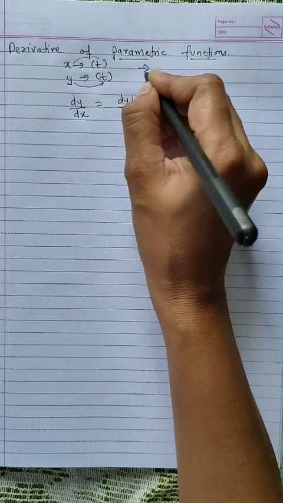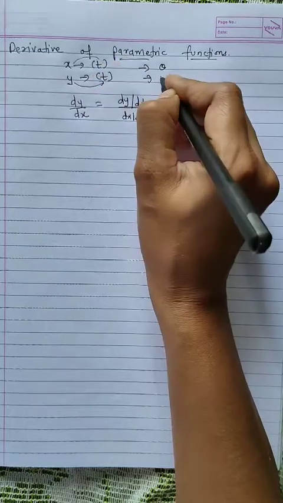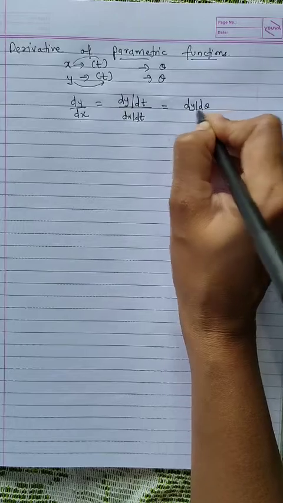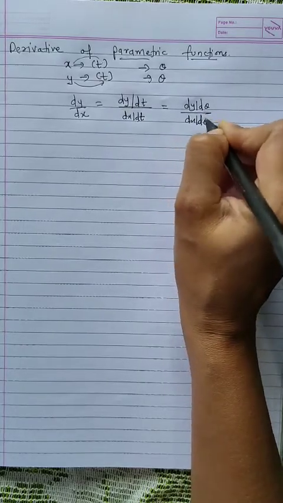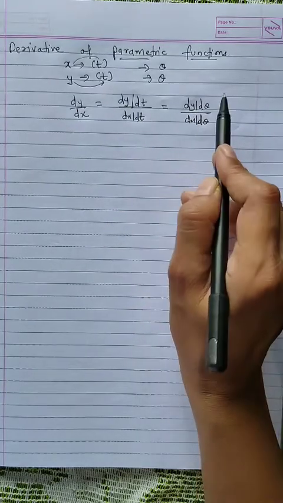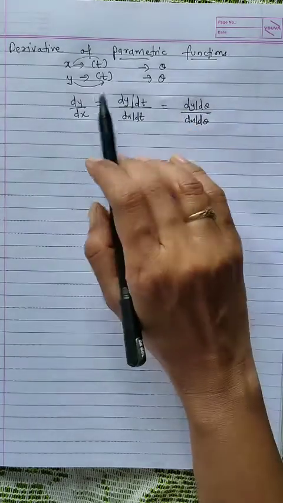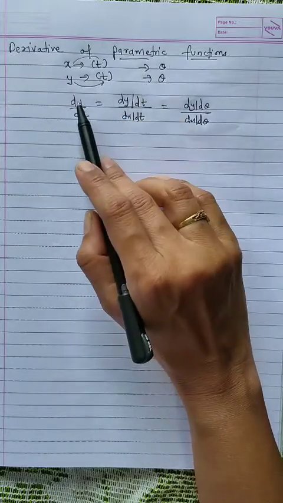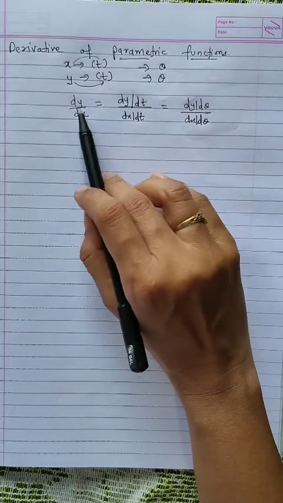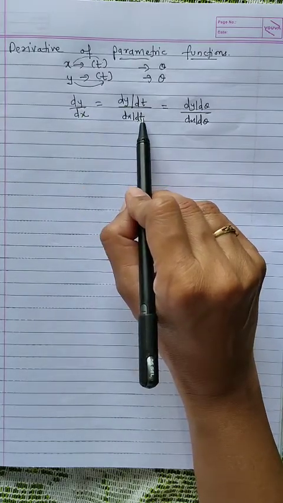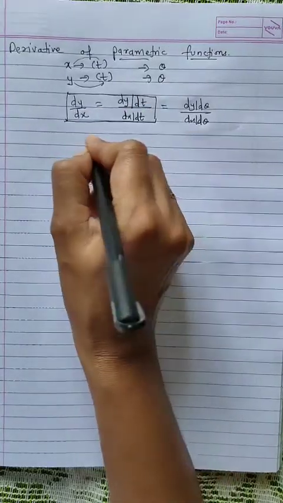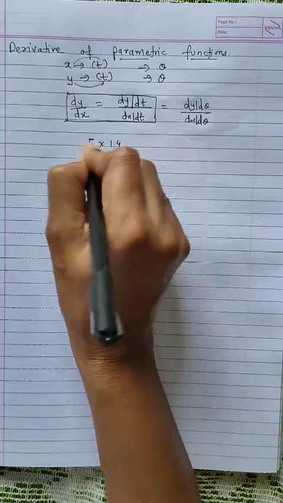Suppose the parameter is theta, meaning x is expressed in theta, y is expressed in theta, then our formula will become dy by d theta upon dx by d theta. So the parameter will be like d theta or dm depending upon the function. So these are called parametric functions, and this dy by dx equal to dy by dt upon dx by dt is called the derivative of parametric function. So remember this formula. We will start with our next exercise number 1.4.